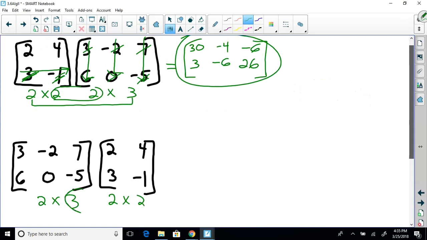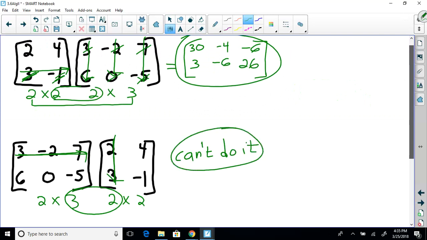Uh-oh. These middle two numbers are not the same. You can't multiply them. And even if you didn't notice that, if you tried to take the first row times the first column, you run into troubles because there's 3 elements here and 2, it just doesn't line up the way it should. So you can write something like can't do it, or technically this matrix multiplication is not defined.